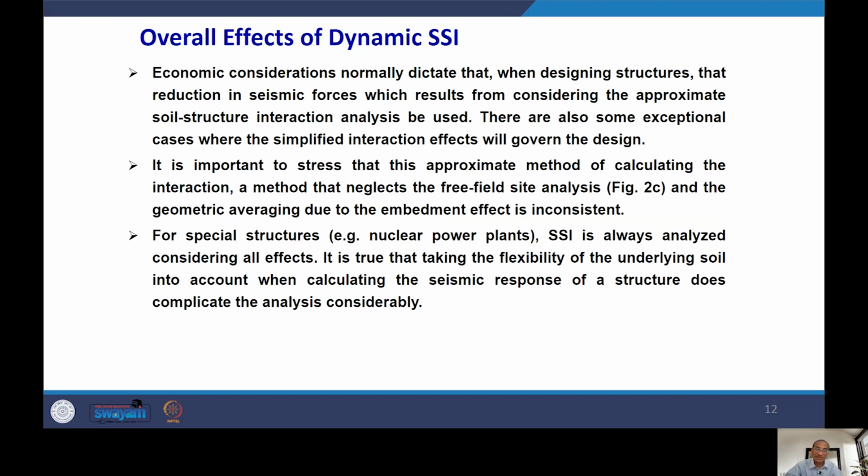For special structures, for example nuclear power plants, SSI is always analyzed considering all effects. It is therefore true that taking the flexibility of the underlying soil into account when calculating the seismic response of a structure does complicate the analysis considerably. So when you say the flexibility of the underlying soil, in that case the seismic response will be complicated. Okay, so this was the overall effect of dynamic SSI.